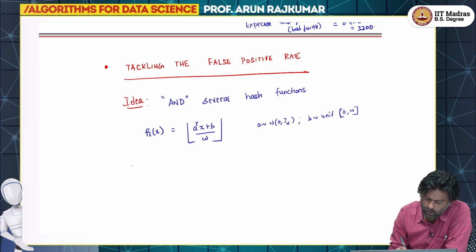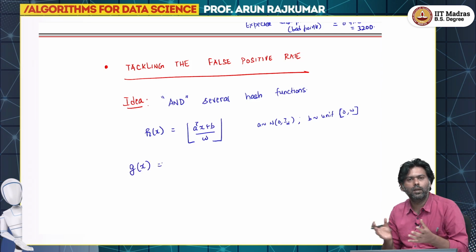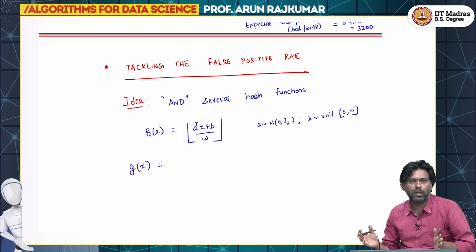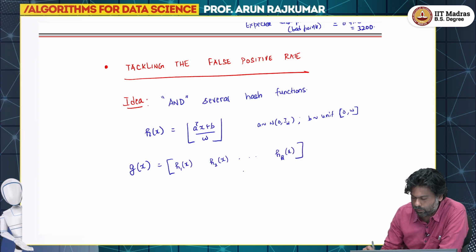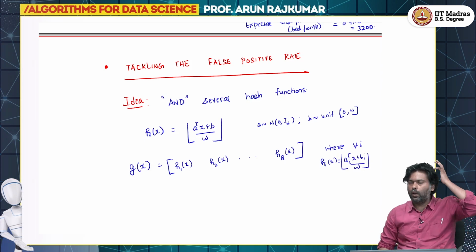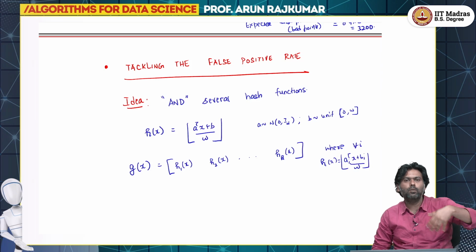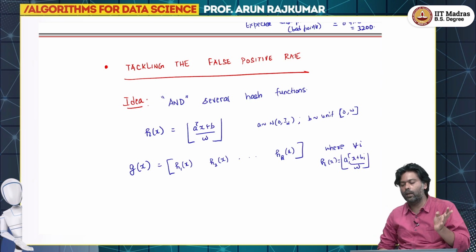Now what I am going to do is I am going to create a g of x, which is a concatenation of multiple such hash functions, right. So I am going to call g of x as h1 of x, h2 of x, dot dot dot, hk of x, where for all i, hi of x is (ai transpose x plus bi) by w. That is, I don't just use one random vector, but I use multiple random vectors, right. So a1 through ak, b1 through bk.